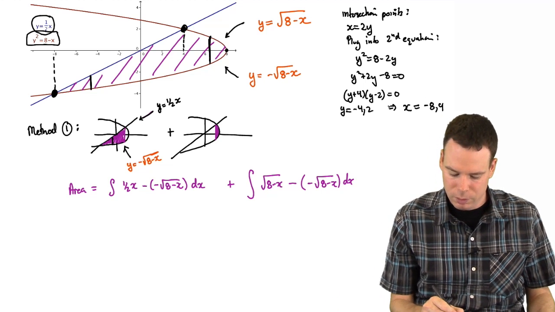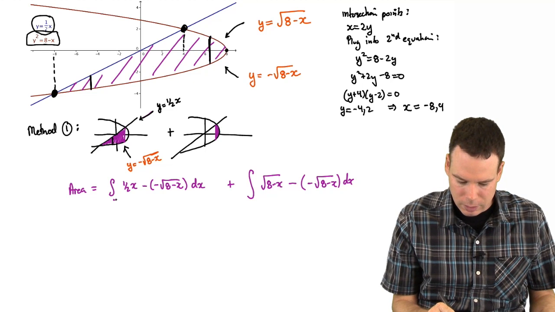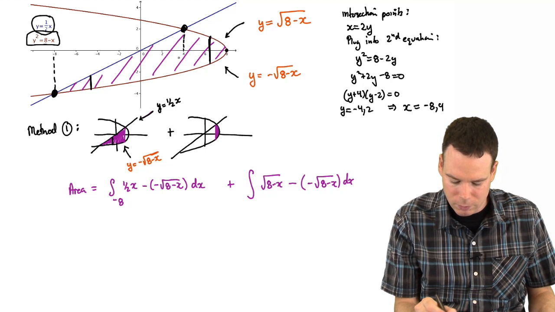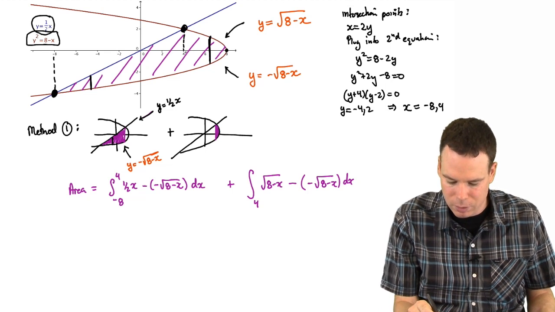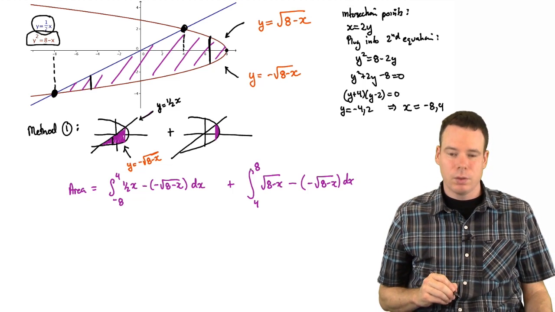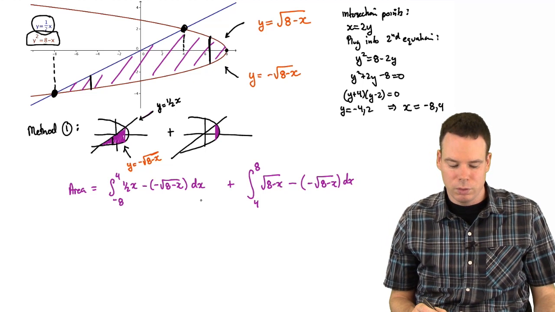And so there's our values, which means our limits of integration go from negative 8 for the first one up to the 4. And then for the next one, the little cap here goes from 4 all the way out to 8. And so there is our area represented as the sum of two integrals.